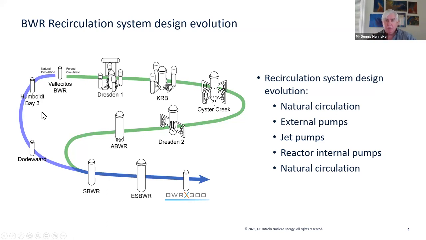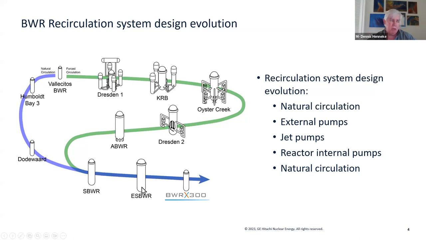Humboldt Bay, and I'm sure Mr. Budnitz has some historical reasons why Humboldt Bay was probably not successful, built probably in the wrong location near seismic activity. But there were other issues with regard to that plant. And then Dodewaard over in the Netherlands, plants that continue to be natural circulation. But as we try to increase power, the designers felt that forced circulation was needed. They went to the BWR 1, 2, 3, 4, all the way through the advanced boiling water reactor, which is still forced circulation, but with reactor internal pumps.